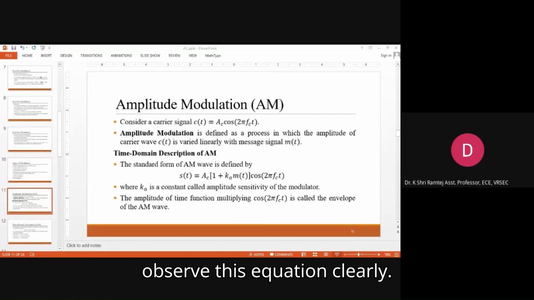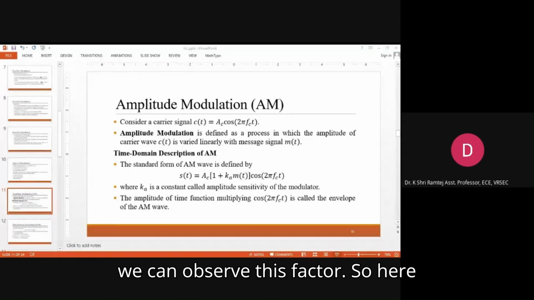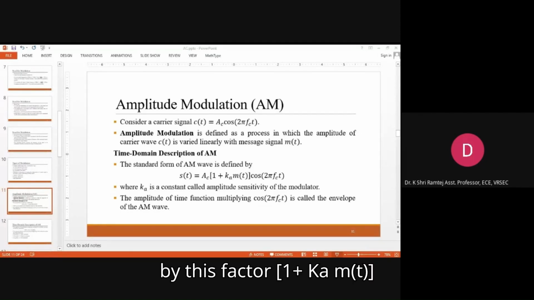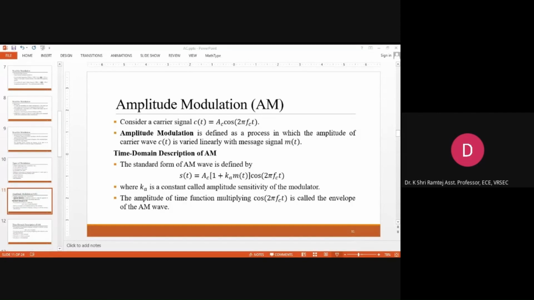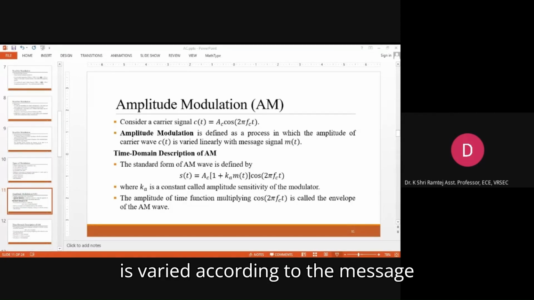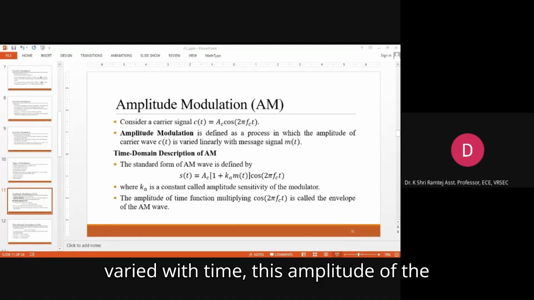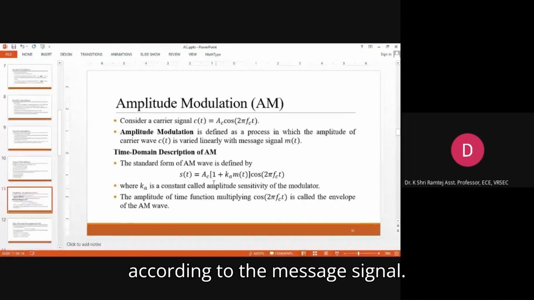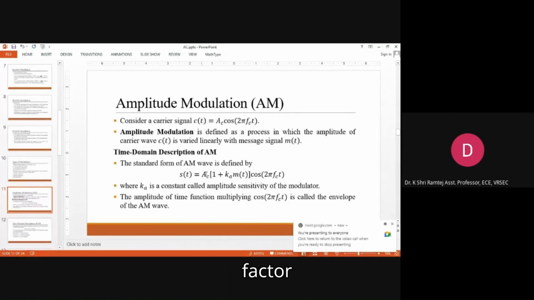So if we observe this equation clearly, we can observe this factor. So here instead of amplitude Ac, it is multiplied by this factor 1 plus Ka m(t). So the amplitude of this carrier wave is varied according to the message signal. So since the message signal is varied with time, the amplitude of the modulated signal will also be varied according to the message signal.